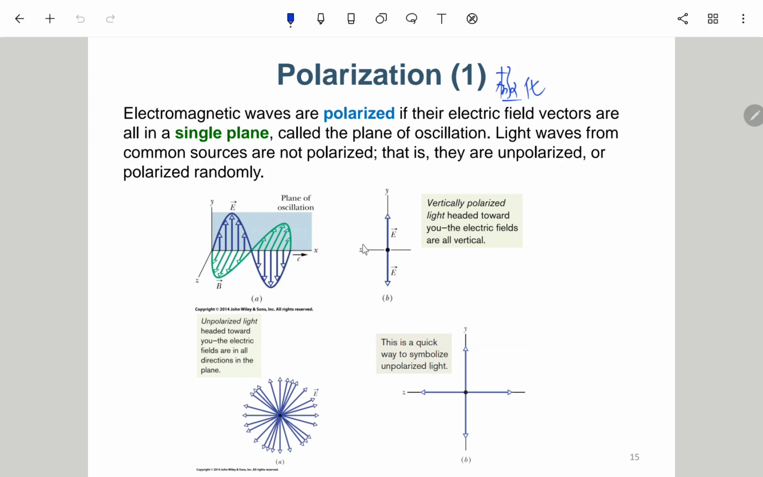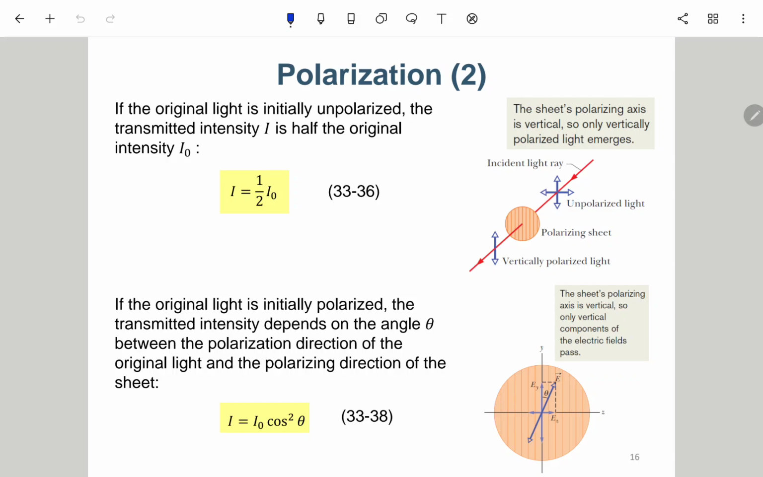It can also be horizontal polarization. It can be polarized in any direction. Okay, so here we have some formulas. First, it says if the original light is initially unpolarized, the transmitted intensity I is half the original intensity I0.